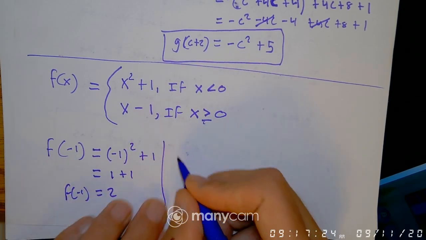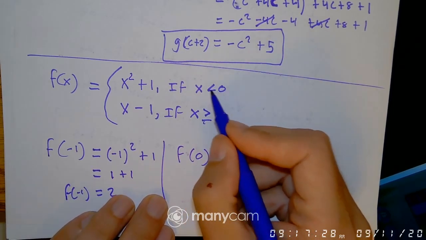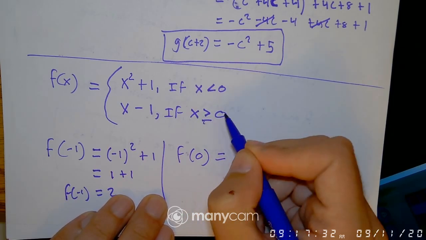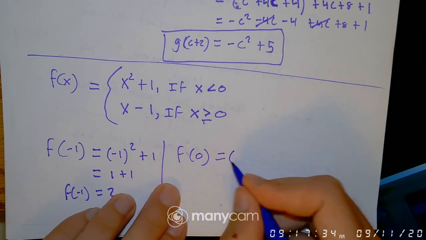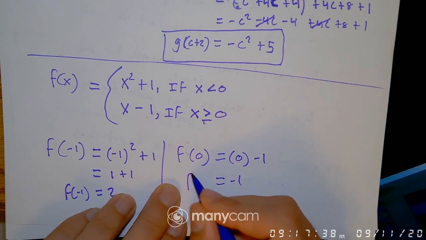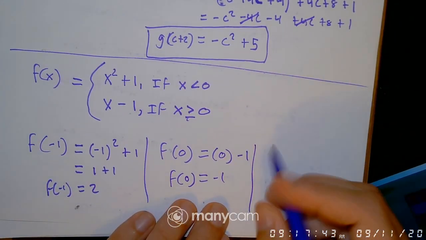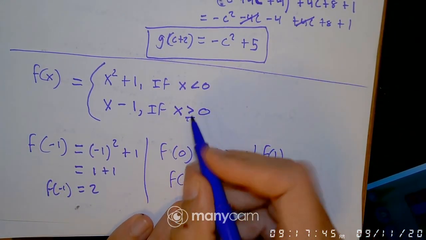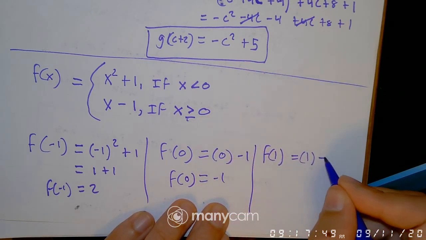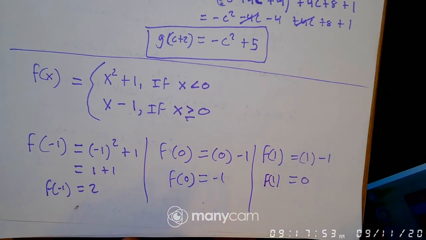Okay. And then if I want to do f of 0, okay, so I have to look because these are both 0, right? Well, right here it says it can equal, so I'm going to use this bottom one. So I'm going to have 0 minus 1, which is just -1. Okay, and then if I wanted to do f of 1, okay, that's greater than 0, so I would use that bottom equation again. So f of 1 equals 0.